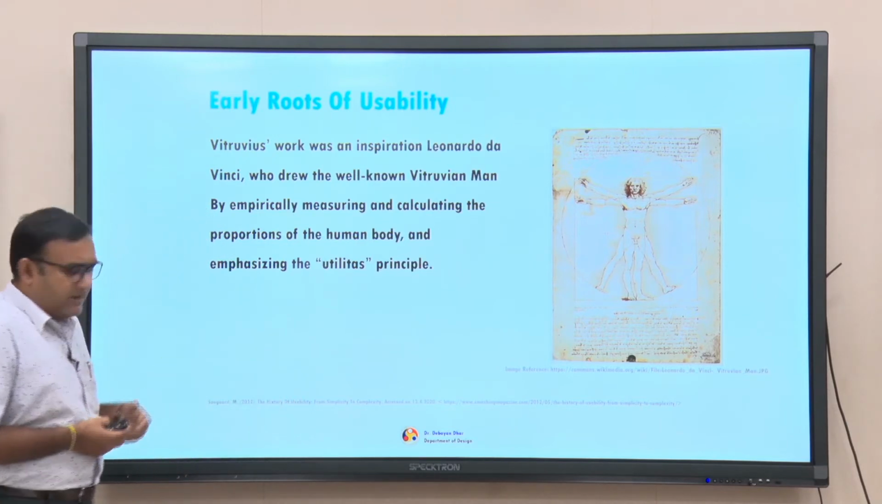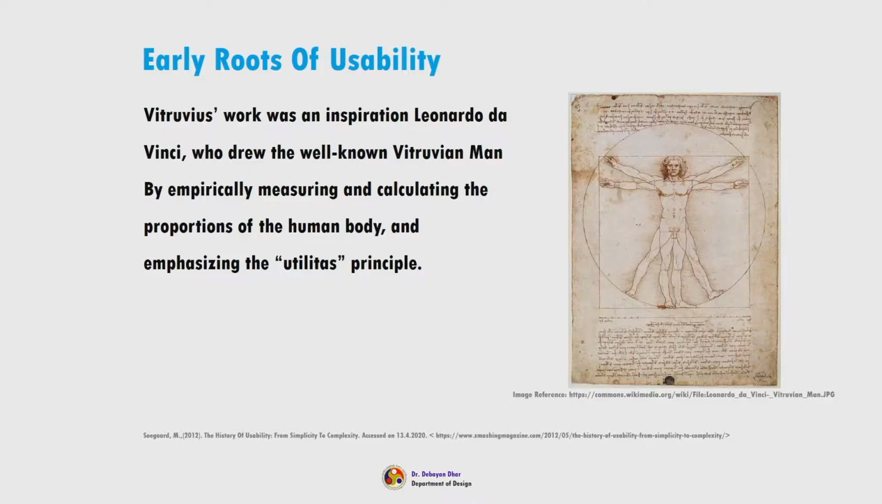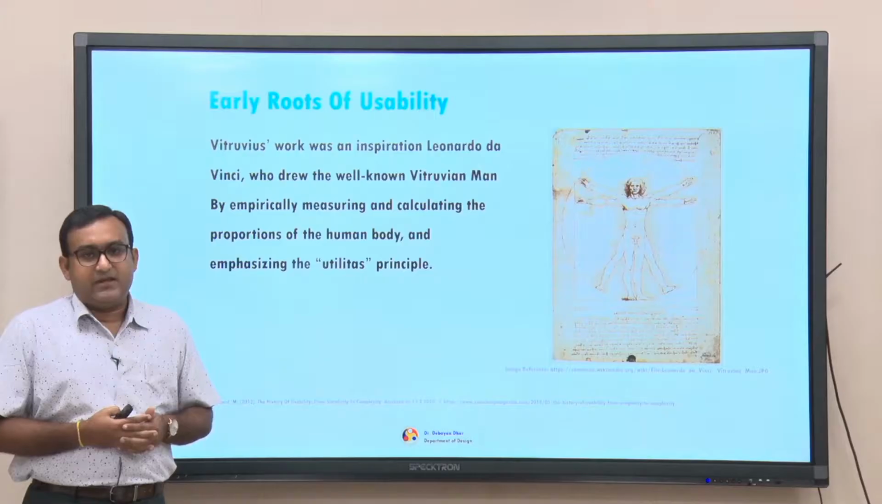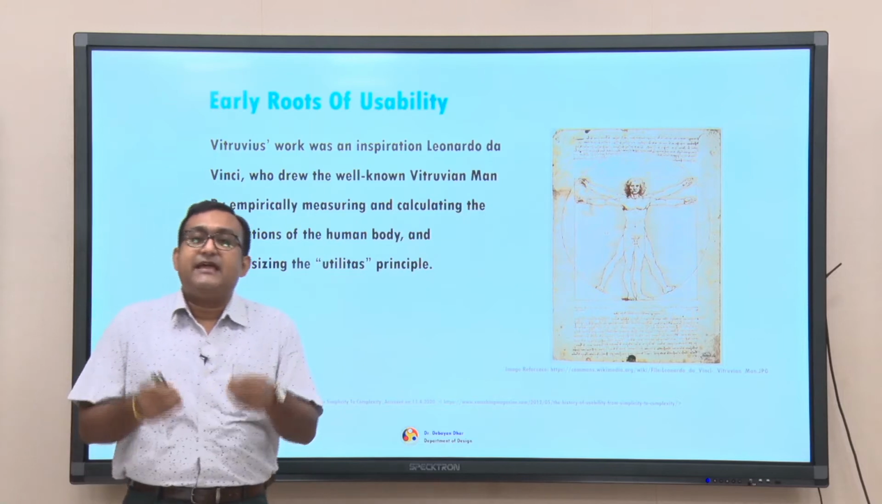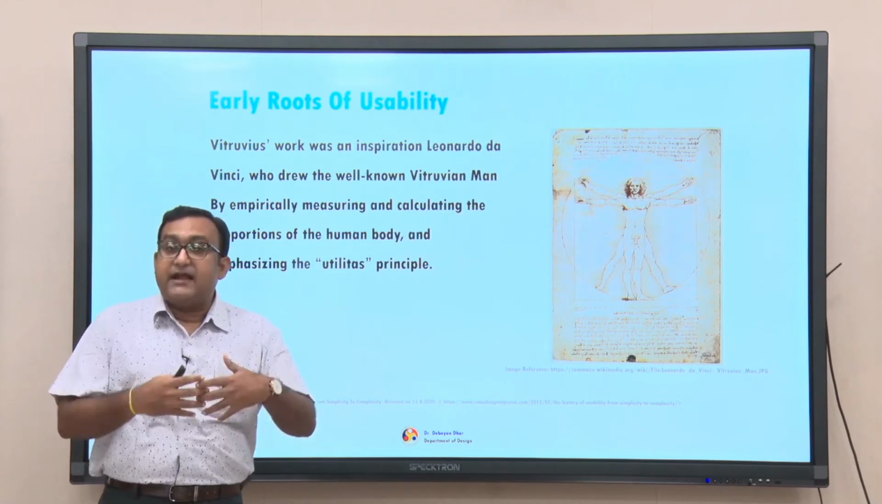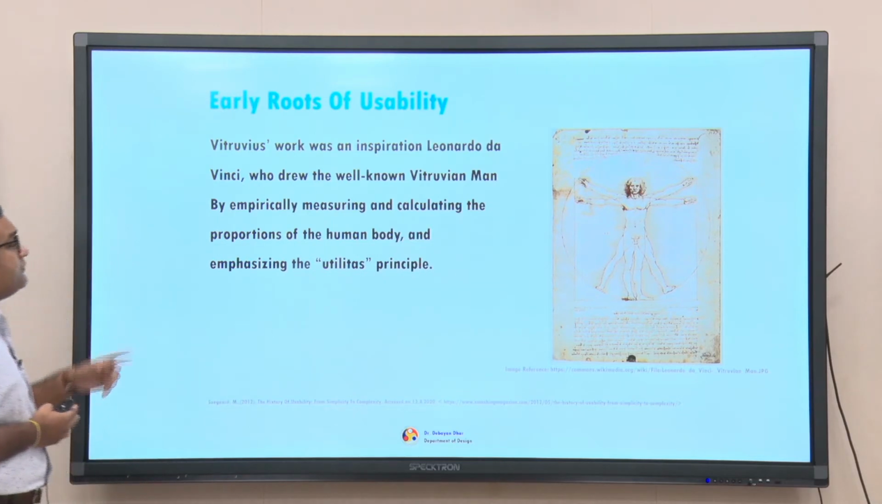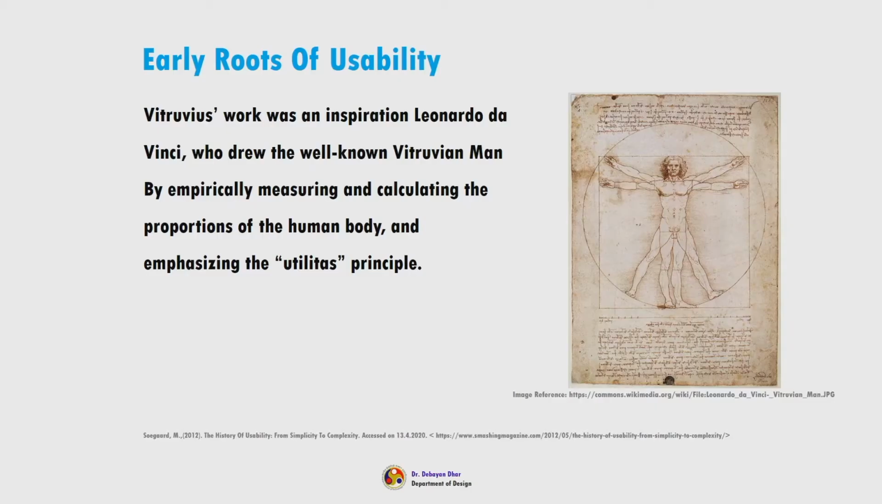And the essence of Vitruvius' theories and philosophies can be found in Leonardo da Vinci's well-known Vitruvian Man. What he did is he empirically measured the proportions of the human body and then created the image that you see in this slide, which is known as the Vitruvian Man. So, here what you would see is the emphasis of the principle of utilitas professed by Vitruvius around the 1st century BC.